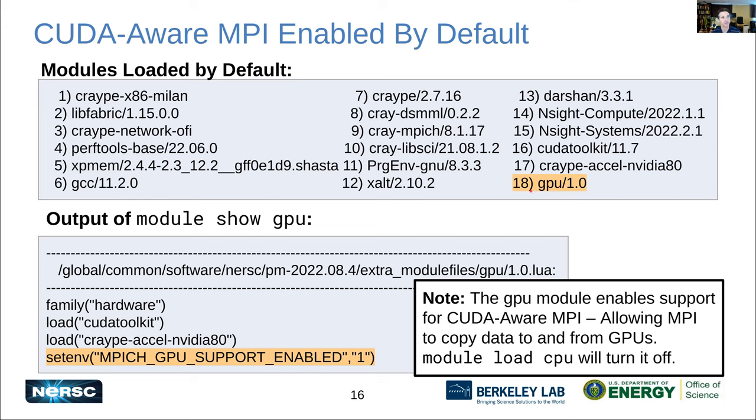You load the GPU module inside. If I do module show on GPU, it shows that it's turning this environment flag on, this MPICH GPU support enabled. If you want to turn it off, you can do module load CPU. And if you did module show CPU, it would show you that it would set this environment MPICH GPU support enabled to zero. So that's what's going on behind the scenes with that flag.